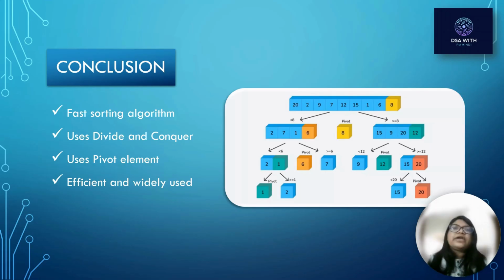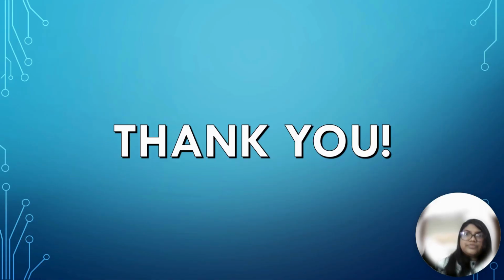Let's do a quick recap of what we learned today. Quicksort is a powerhouse built on a divide and conquer philosophy. It uses a pivot element to cleanly split data spaces into smaller groups. It sorts data efficiently, making it a go-to choice for massive real-world applications.